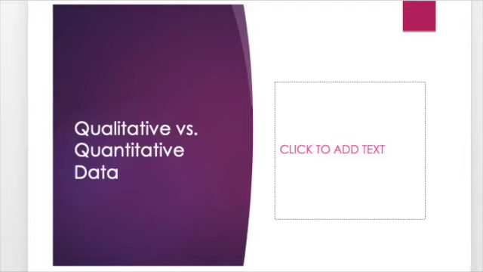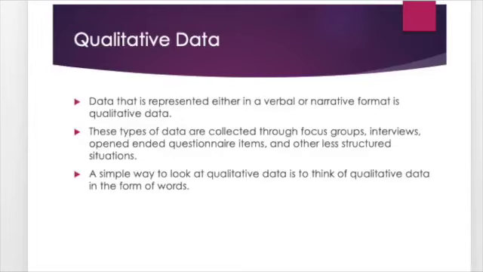Next, we can categorize the data into two types: qualitative data and quantitative data. Qualitative data is data that is represented in a verbal or narrative format, and can be collected through focus groups, interviews, open-ended questionnaire items, and other less structured situations. By less structured, I mean less structured than quantitative data. A simple way to look at qualitative data is anything that's not numbers. It is usually in the form of words.